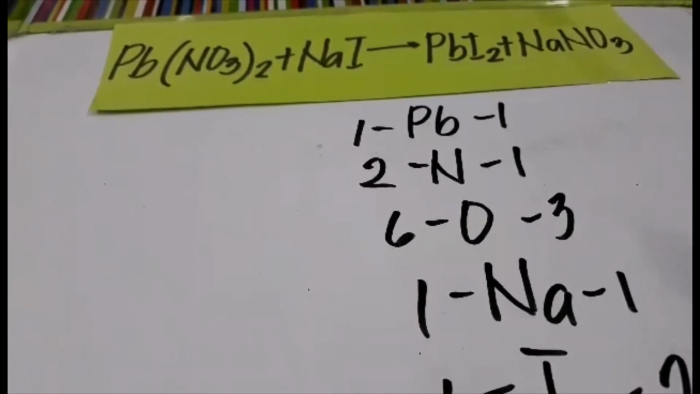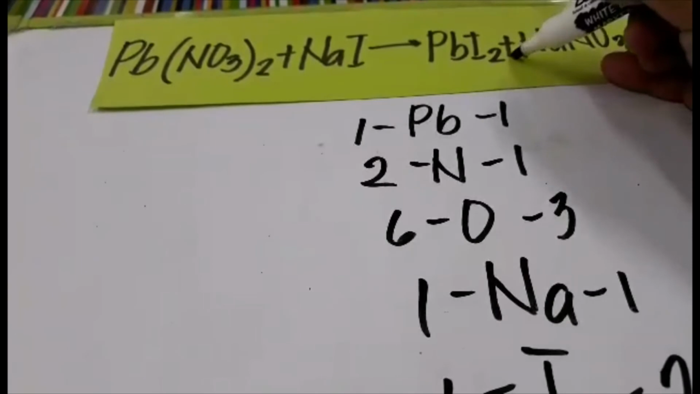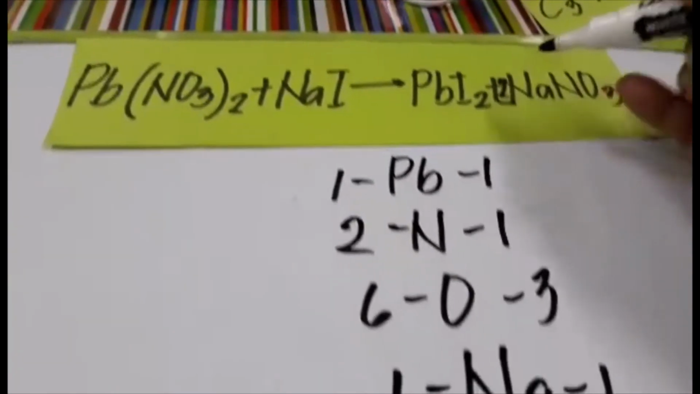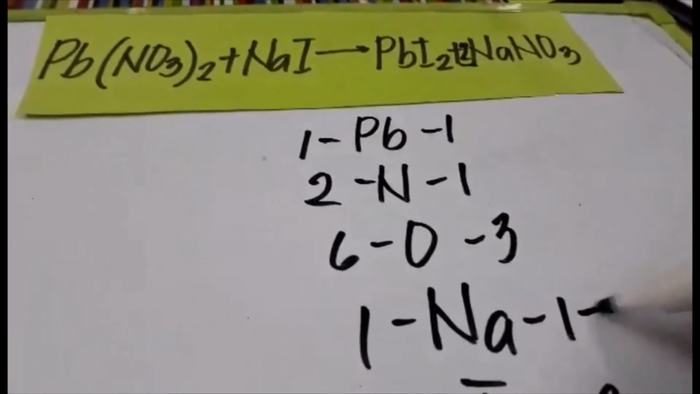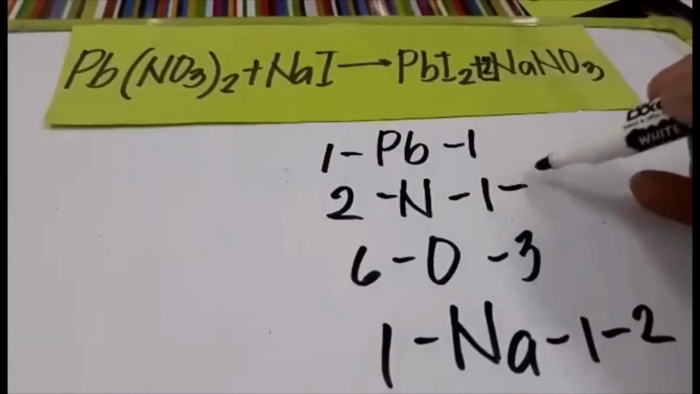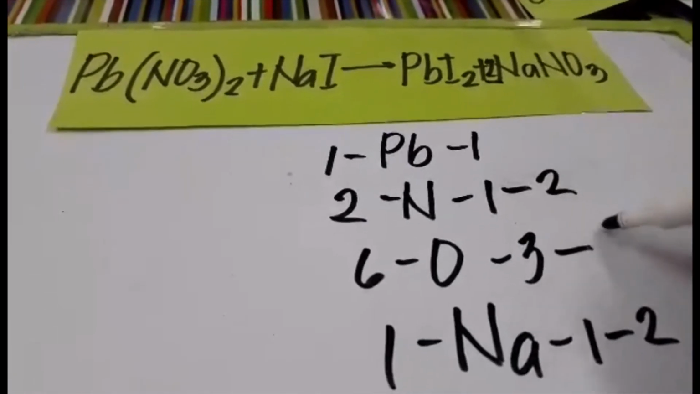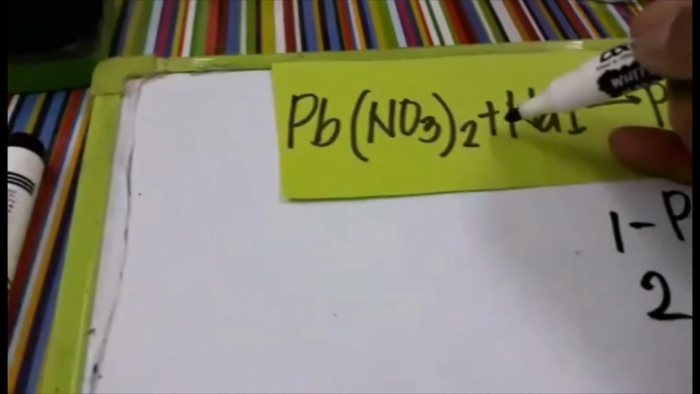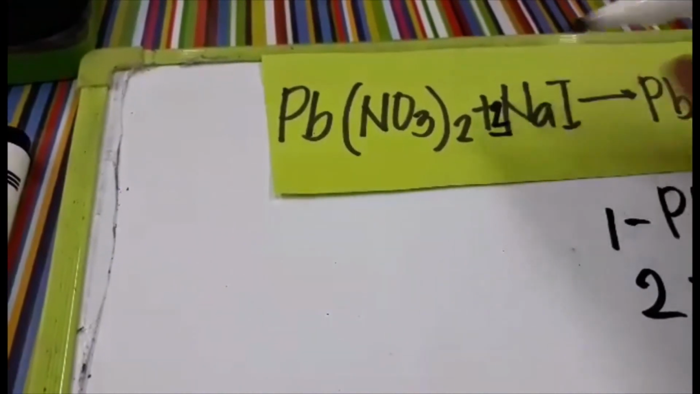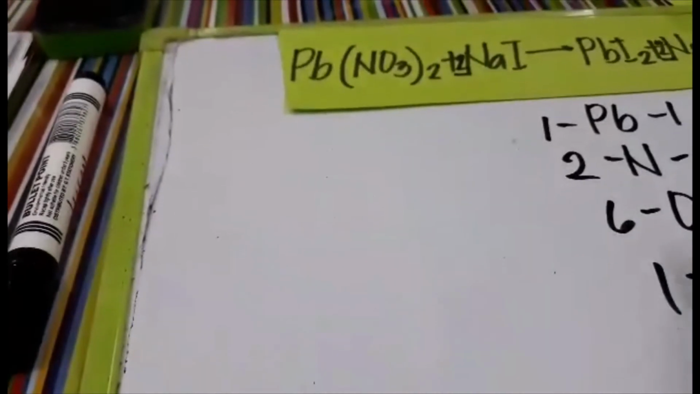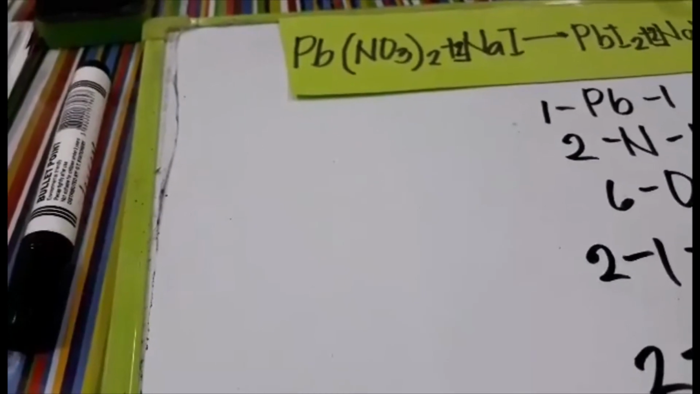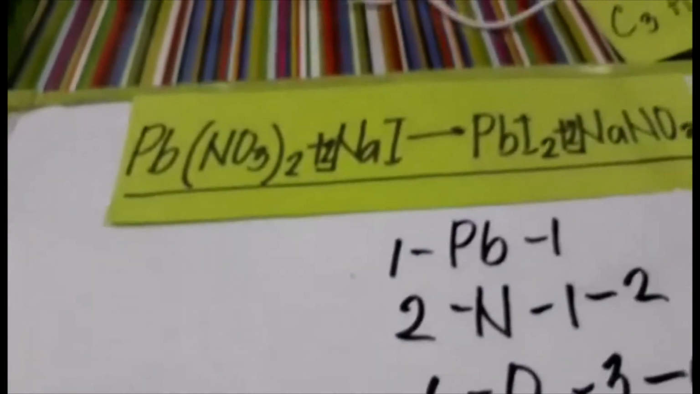So what are we going to do now? So here we're going to use the coefficient number, which is 2. So sodium becomes 2, nitrogen becomes 2, oxygen becomes 6. So what are you going to do again? So here we are going to use 2 for the reactants. So sodium becomes 2 and iodine becomes 2. So we have already our balance equation. So this is our balance equation.